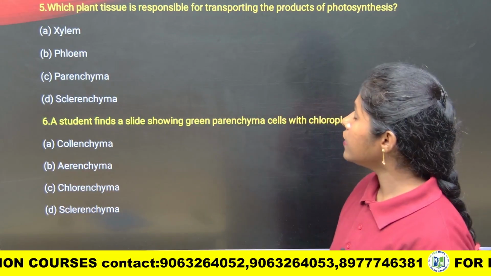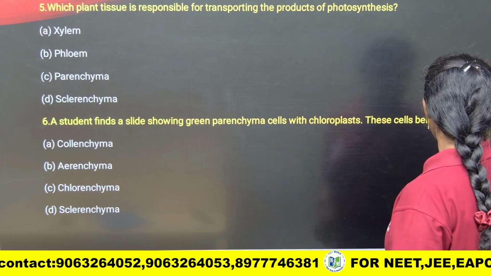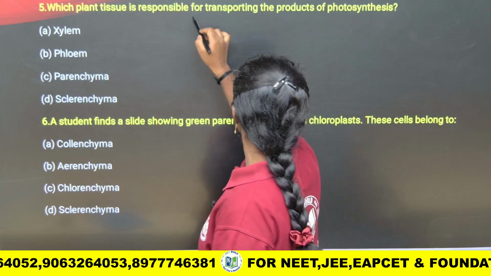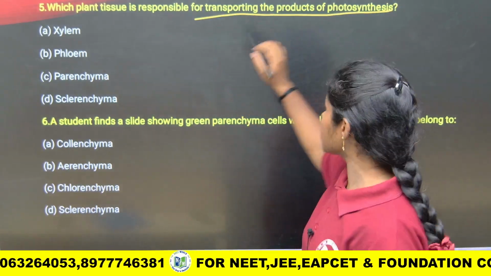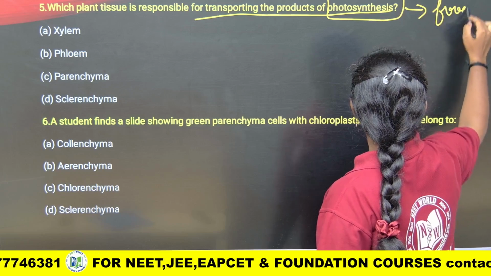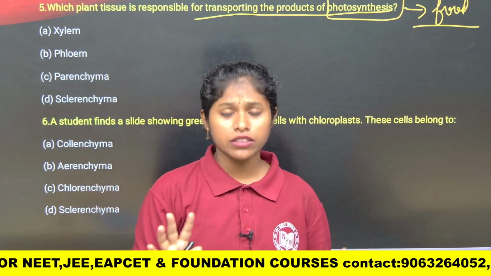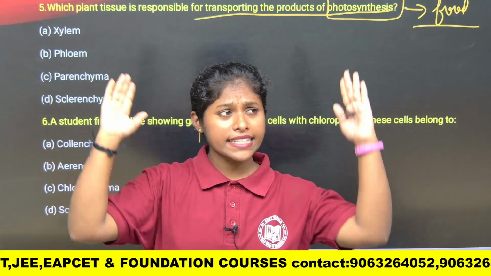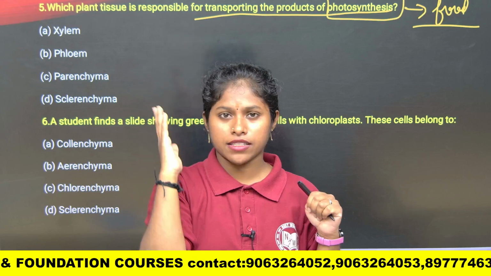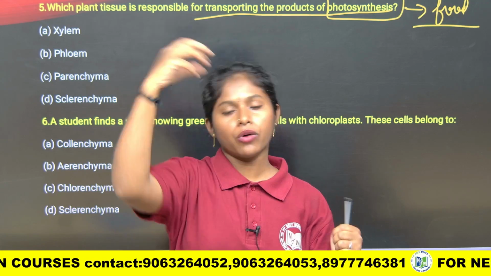So see here, which plant tissue is responsible for transporting the products of photosynthesis? They are asking which is responsible for transportation of products of photosynthesis. In photosynthesis, what will be prepared, children? Food is prepared. We know that. While studying this chapter, I said a plant is like a building. The kitchen is upstairs and the water is downstairs. Who will transport the water?